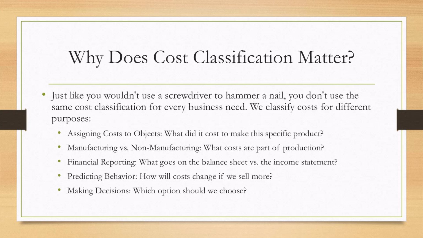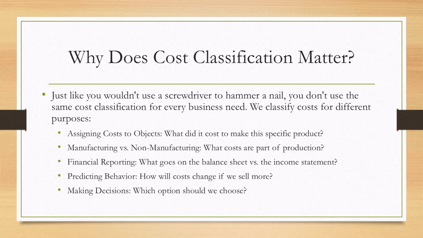So, why do we need so many different ways to classify costs? Well, as the slide says, you wouldn't use a screwdriver to hammer a nail. The simple answer is that we classify costs for different purposes. If we need to determine a price for a product, we need to assign all the costs to make that product. For financial reporting, that is creating the balance sheet and income statement for external stakeholders, we have to separate our manufacturing costs from our non-manufacturing costs.